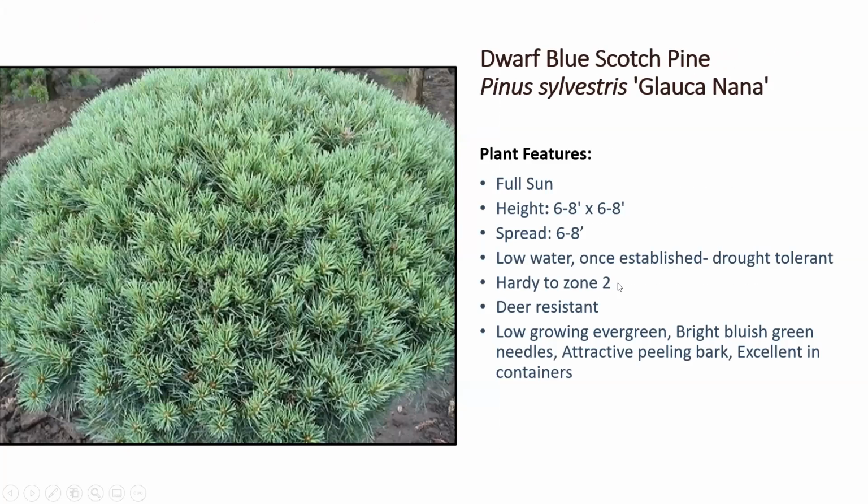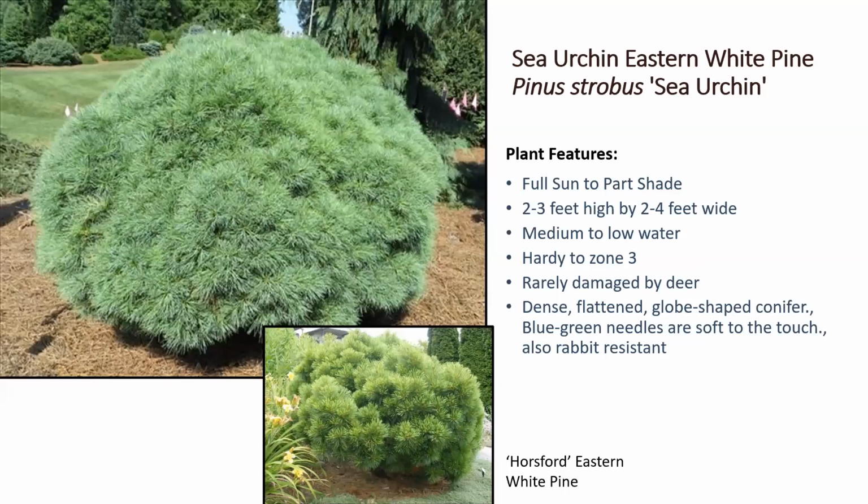The dwarf blue Scotch pine is another great choice for full sun, deer resistant, very low growing, and it has that bright bluish-green needles, which is super attractive. The sea urchin eastern white pine, I love this because of those very soft needles, soft to the touch. It says that it is also rabbit resistant, and it just has a really nice rounded, compact form.